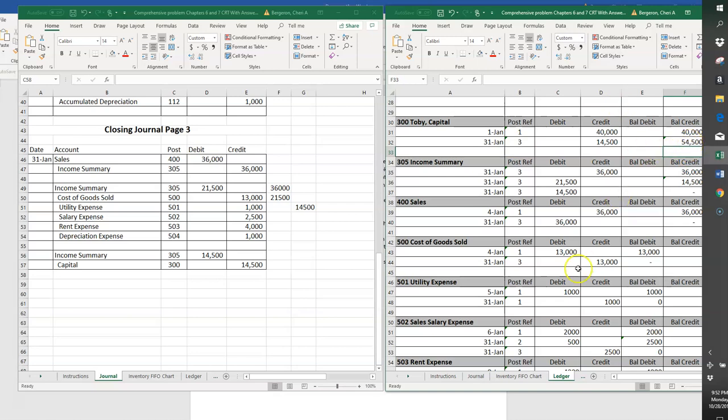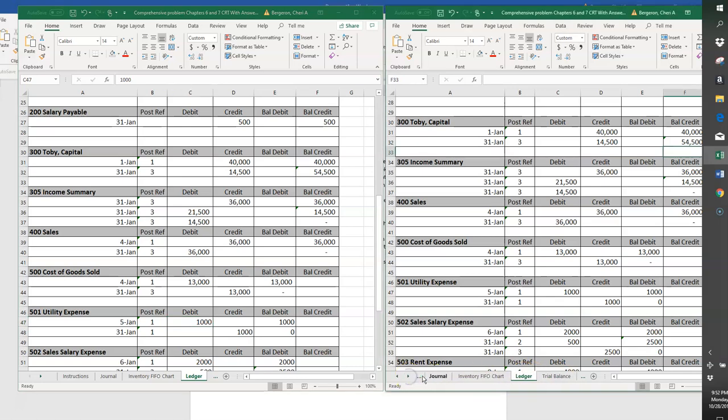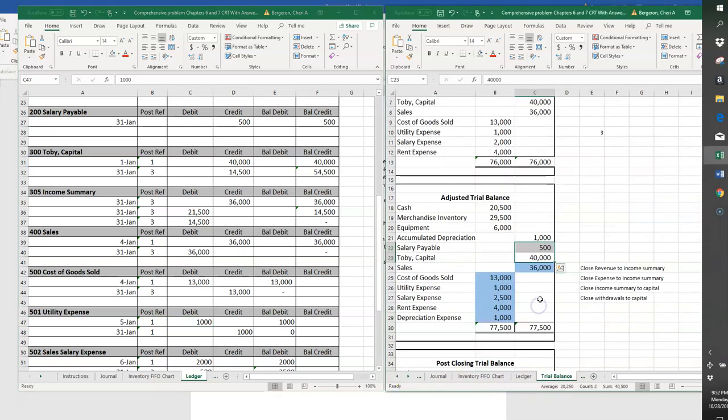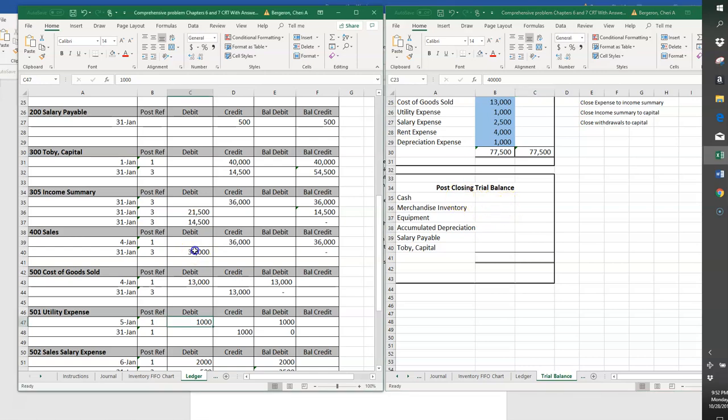All right. Anytime you update a ledger, you must do a trial balance. So we are going to do our final trial balance and then we'll be finished. So I'm going to put my ledger over here. I'm going to put my trial balance over here, and we're at the post-closing trial balance because we've just made our closing entries. Post just means after, so after our closing entries.